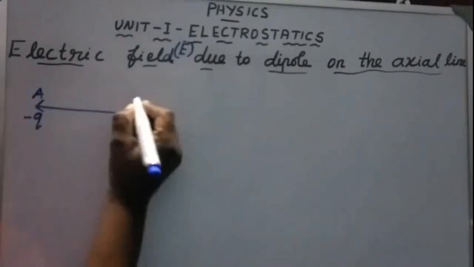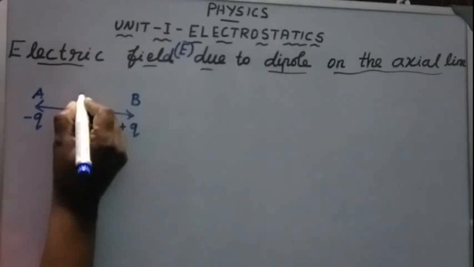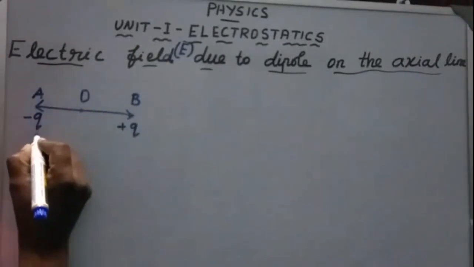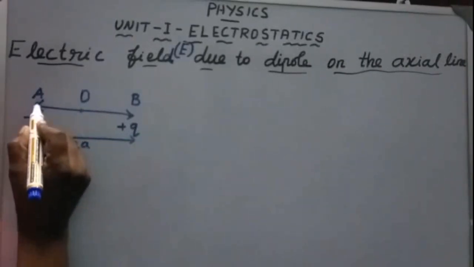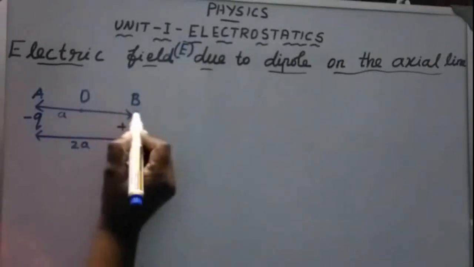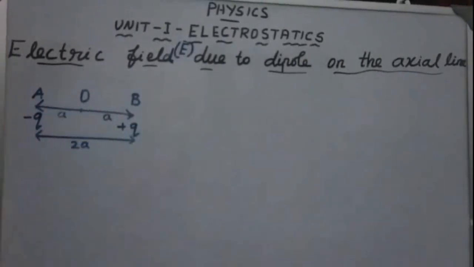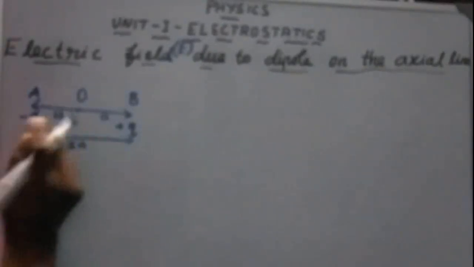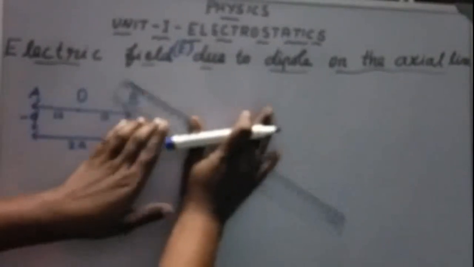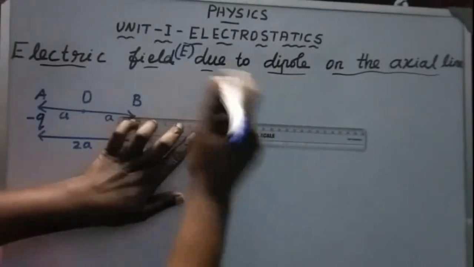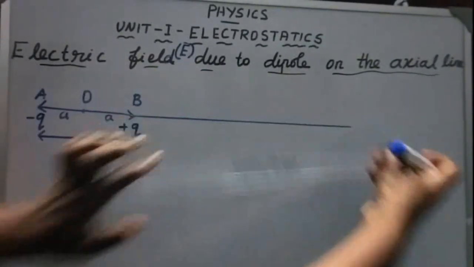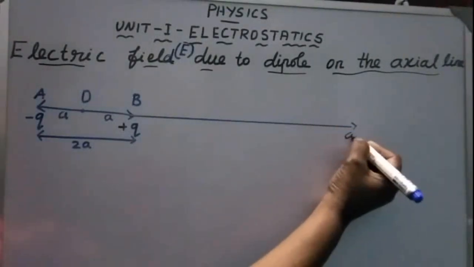Let this point be A and this point be B. The midpoint between A and B is O. The distance between A and B is 2a, so the distance AO is a and OB is a, totally 2a. Now the axial line. The axial line is the line passing through minus Q and plus Q. So this line is called the axial line.